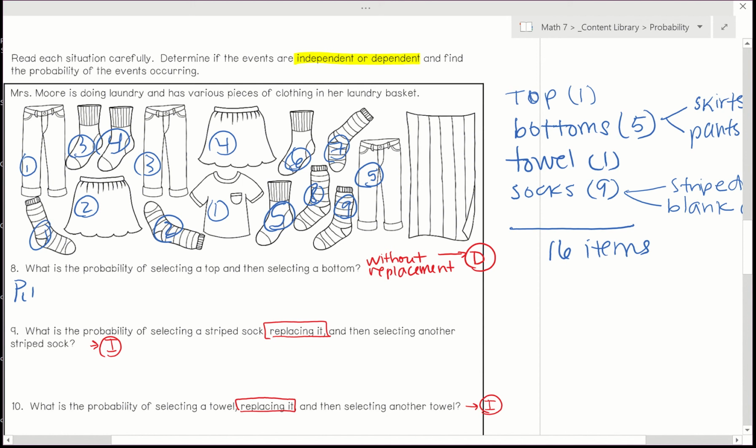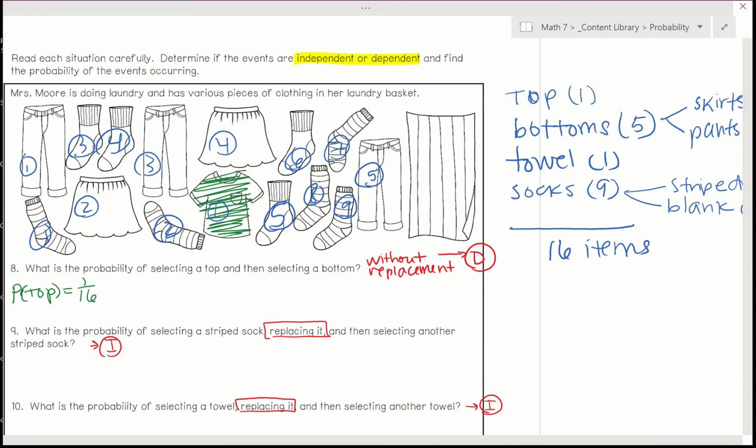I'm going to do a different color. Probability of selecting a top. Well, we have one top out of the 16 items. But once we have that top, it's no longer in our item list. It's no longer in our sample space. So this changes to 15 items.